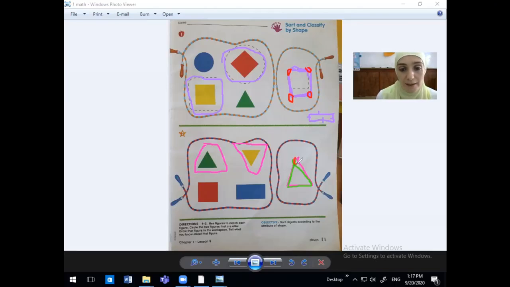And a triangle has 3 corners, 3 angles. Corner, we can also say angle. This is a corner, or angle. So the triangle has 3 angles, 3 corners. This is what we can say about the triangle. Okay, so after this, let's move to the next sheet.